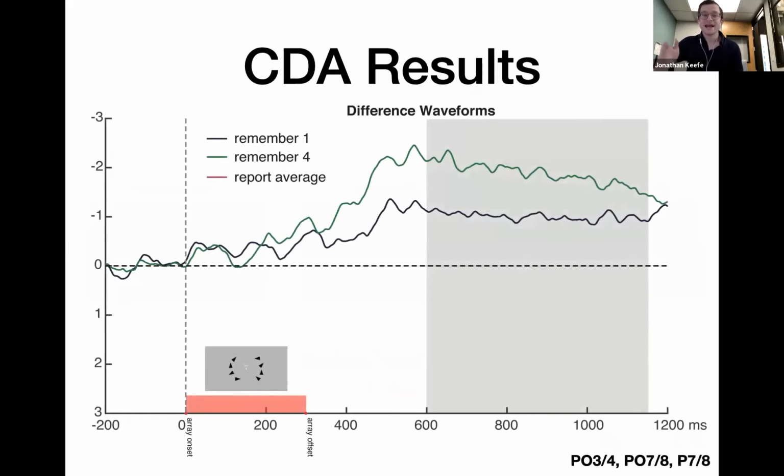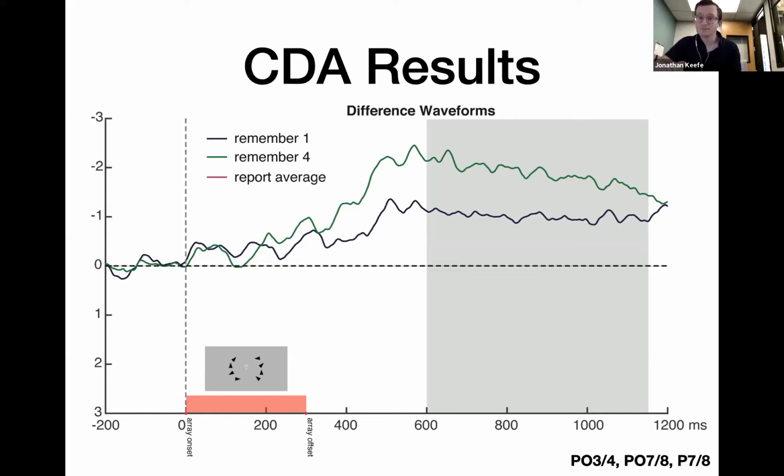So I'm going to plot ERP difference waves for each of the tasks, starting with the remember one and remember four tasks. The x-axis here is time from array onset, and the y-axis is microvolts of neural activity with negative up. The gray area of the plot indicates the time period over which we'll be looking at the CDA, and the period highlighted in red indicates when the array was on the screen. The first thing you'll notice is the large difference in CDA magnitude between the remember one and remember four tasks, which is great. That means that we successfully manipulated working memory load.